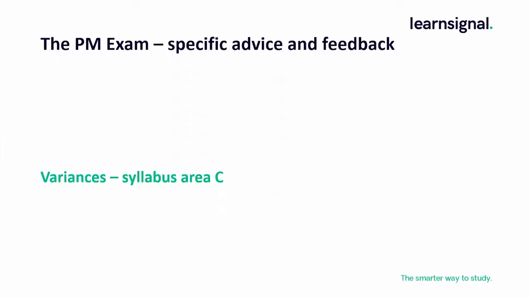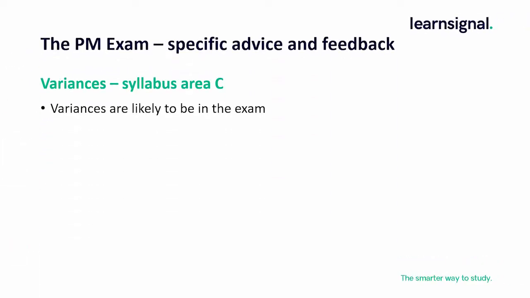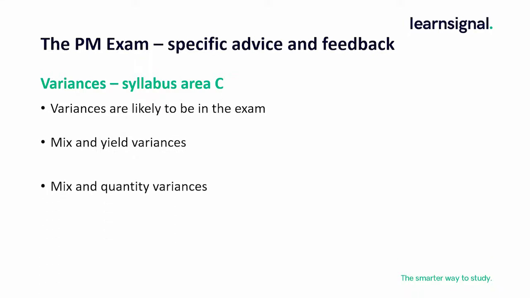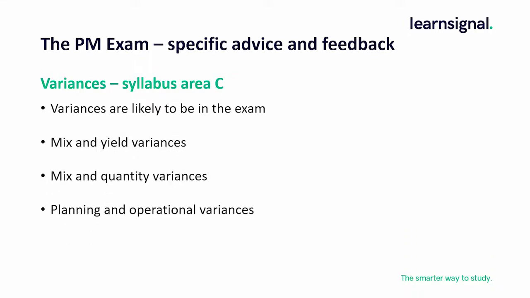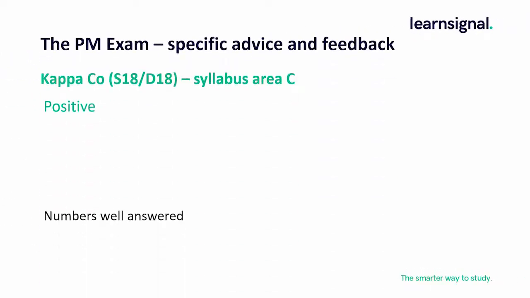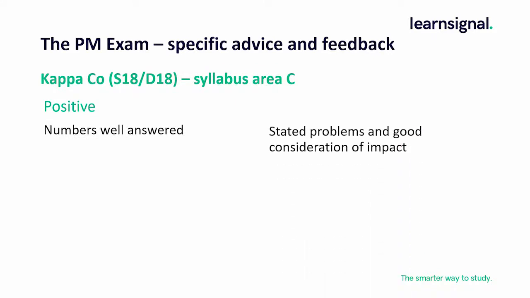Variances are a key area of performance management and will always be somewhere in the exam, including mix and yield variances, mix and quantity variances, planning and operational variances. Students are often good at calculations, but there are common errors, and discussion aspects are generally weaker, which is a theme across this exam. Using the Kappa question as a model, generally numbers are well answered, and students stated problems, explained why they were problems, and considered their impact quite well.